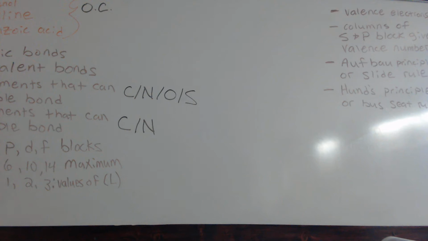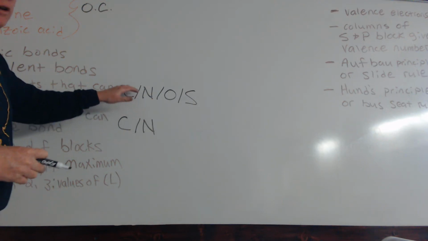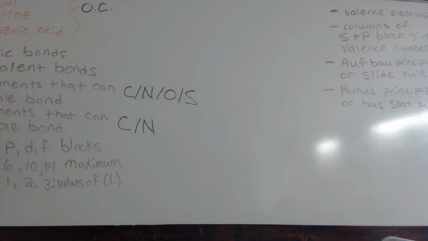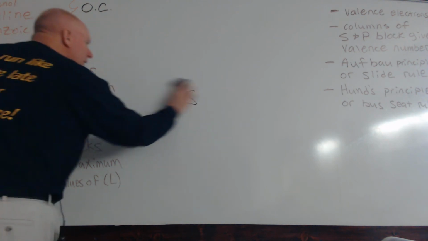So for our practical purposes, this is what we want you to know for double bonding: carbon, nitrogen, oxygen, sulfur, and then carbon and nitrogen are elements that can triple bond.